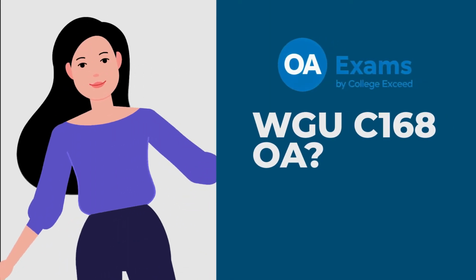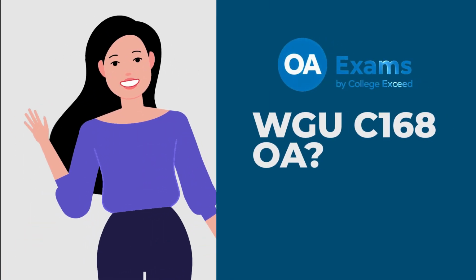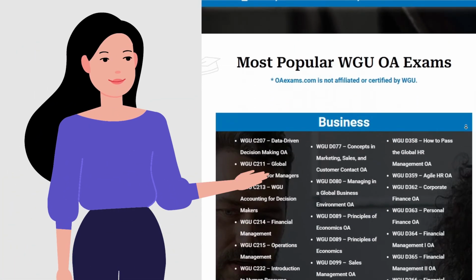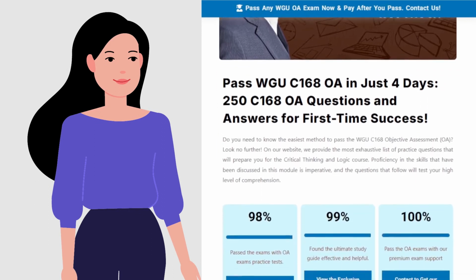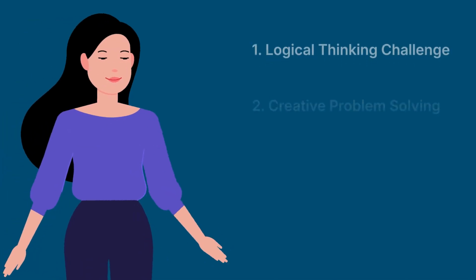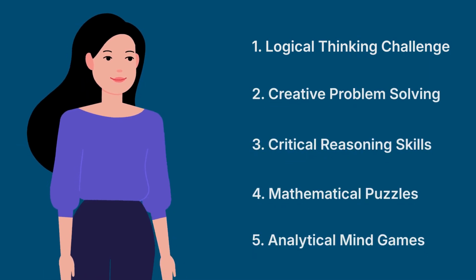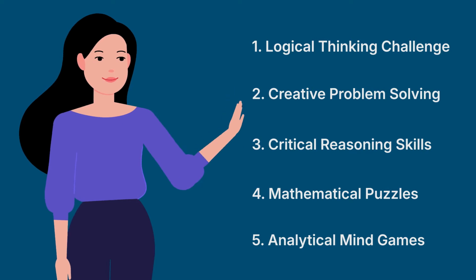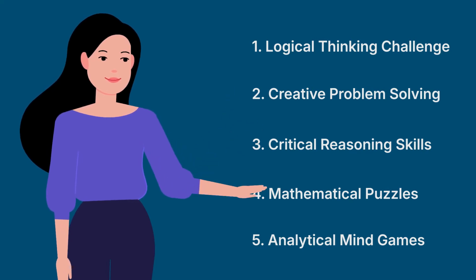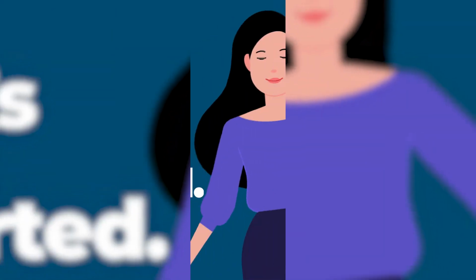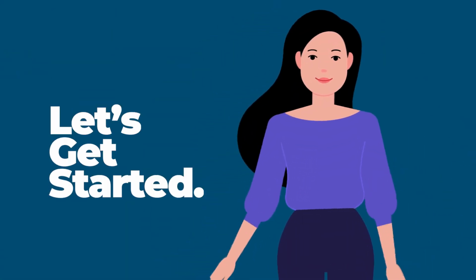You need to know the easiest method to pass the WGU C168 Objective Assessment. Look no further. On our website, we provide the most exhaustive list of practice questions that will prepare you for the Critical Thinking and Logic course. In this video, we will cover questions from Logical Thinking Challenge, Creative Problem Solving, Critical Reasoning Skills, Mathematical Puzzles, and Analytical Mind Games. So, let's get started.